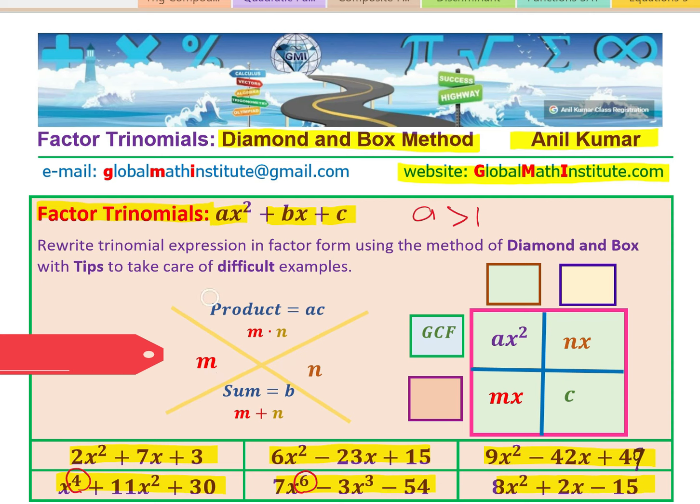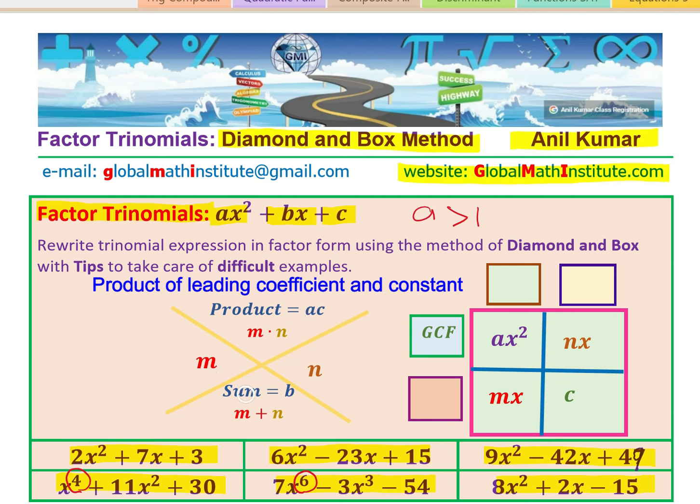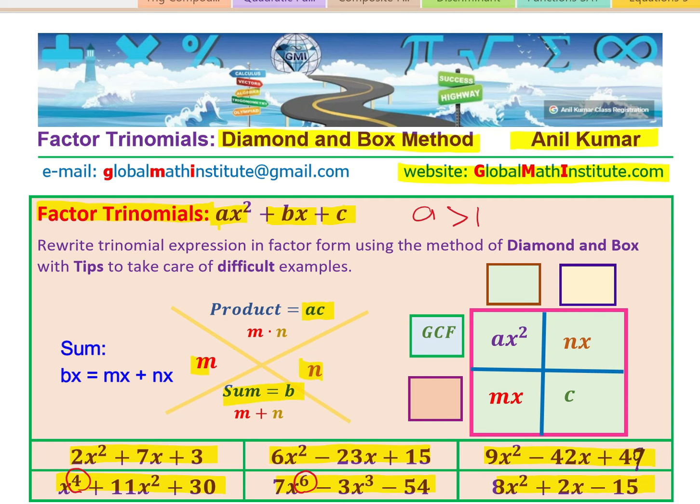Here I prefer to write the product on the top and the sum vertically down. The idea is that the product of a and c, the leading coefficient and the constant, should be placed and split into two numbers, m and n, whose sum gives us the coefficient b. So that is how all the 3 coefficients a, b and c are related. Once you are able to relate, you can place these values in the box and then factor.